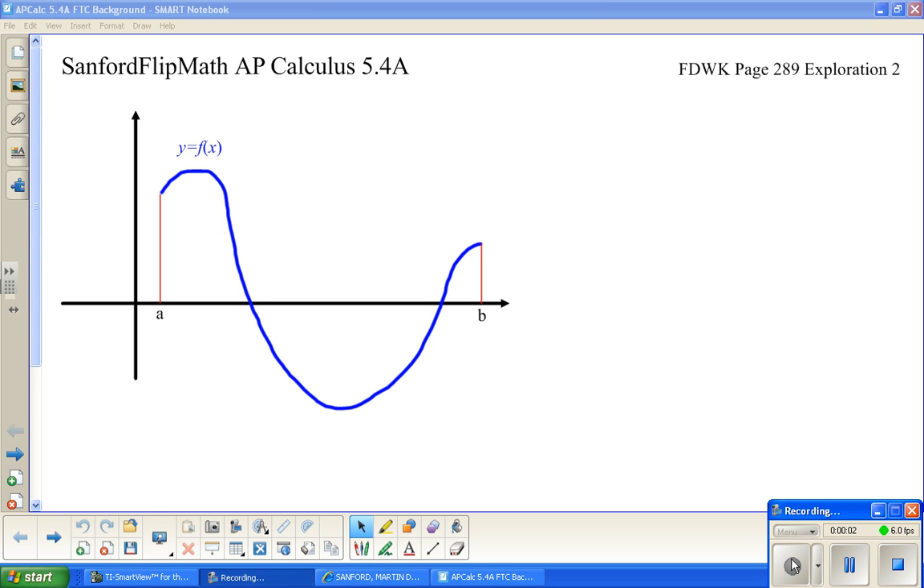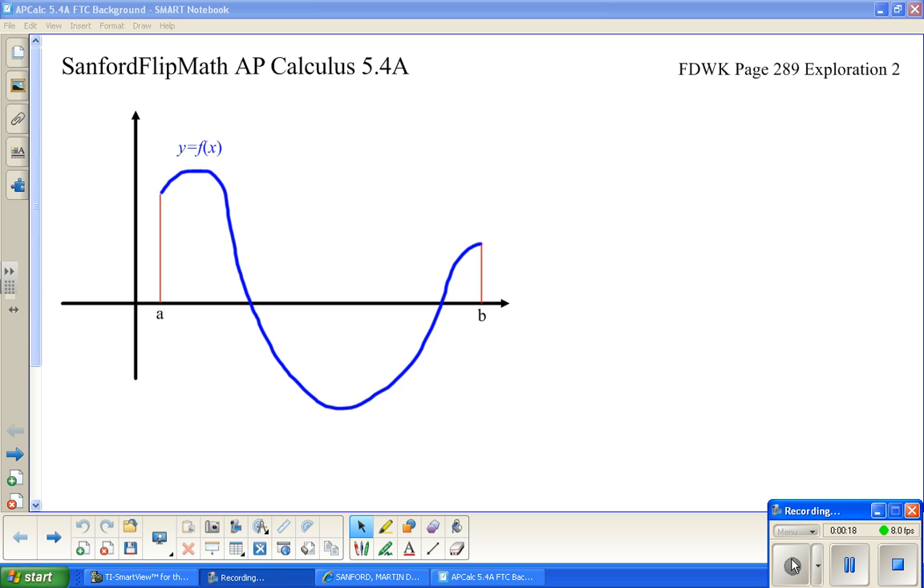Welcome to SanfordFlipMath. This is AP Calculus. We are working from the Finney, Demana, Kennedy book for Calculus, AP, third edition. And we are working our way towards something called the fundamental theorem of calculus.